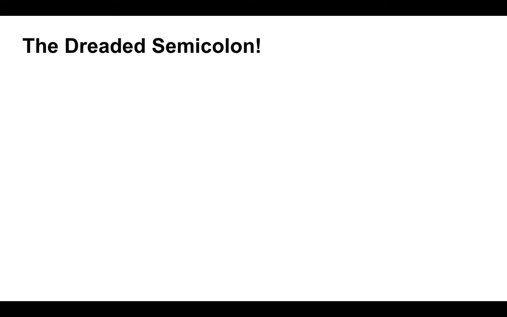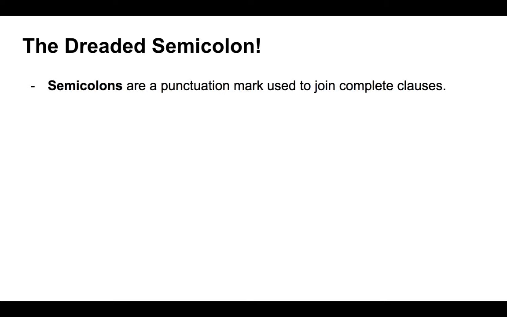Okay, final little piece for this mini lecture is talking about the dreaded semicolon. Semicolons are a punctuation mark, and they are used to join together complete clauses. Key point there, your clause needs to be complete, which again means you need a subject noun and a predicate, a subject and a main verb. Okay, here's the formula. It's very simple. You've got clause one, then your semicolon, and then your second clause, and of course we need the period at the end to end the sentence.